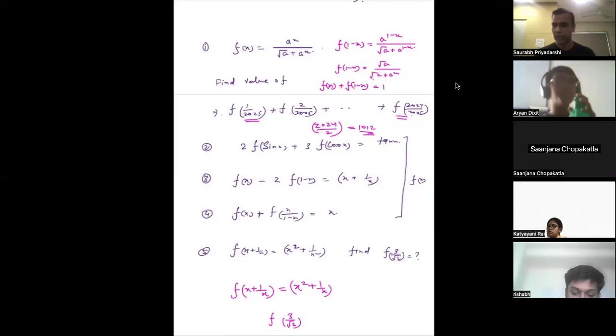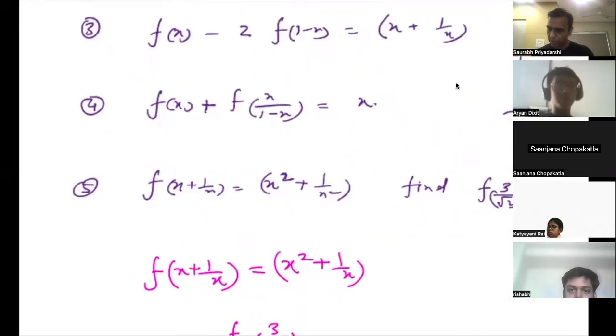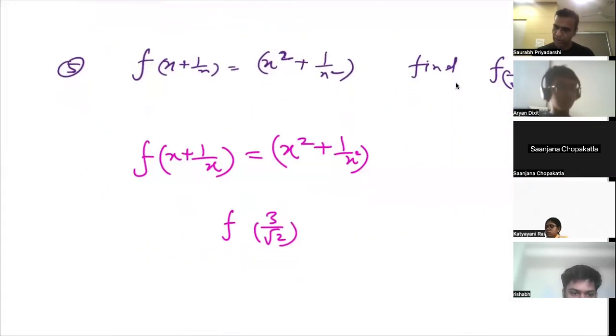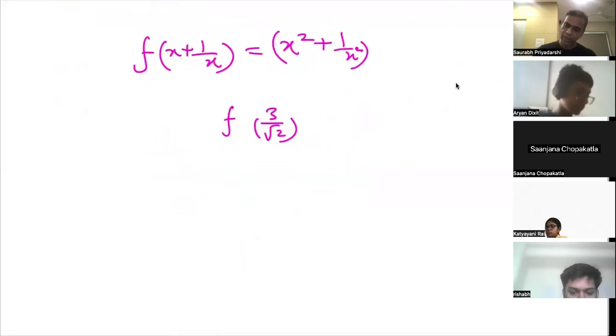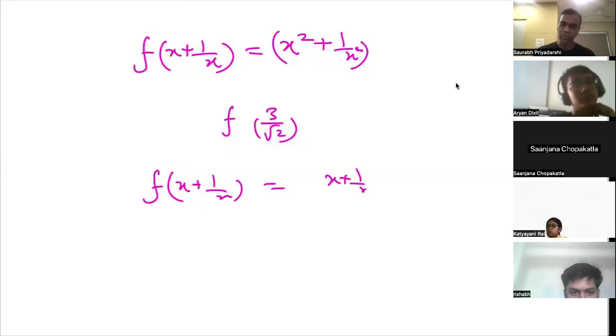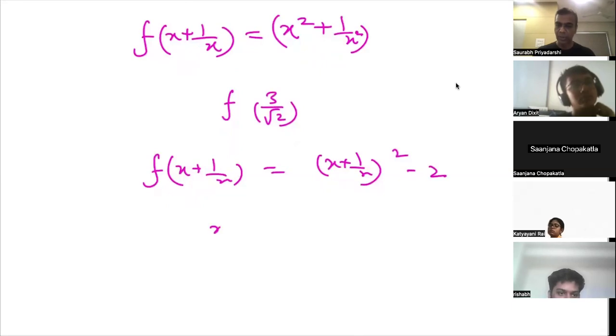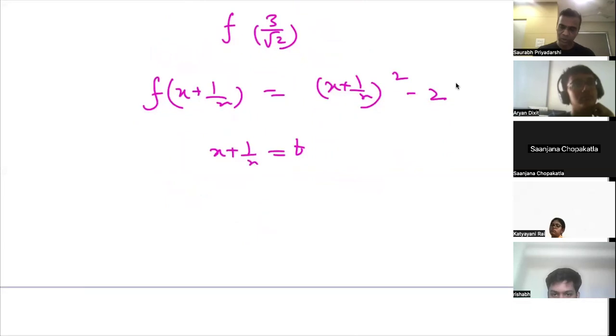Not bad. See, the problem with this question is your perception. You can rewrite this as x plus 1 by x the whole square minus 2. So obviously, I have to put x plus 1 by x as t. So f(t) is equal to t square minus 2. Is this okay? Now you have to put the value of t.